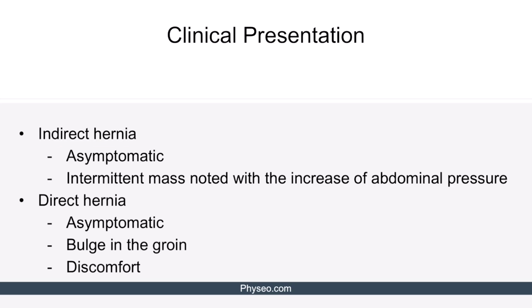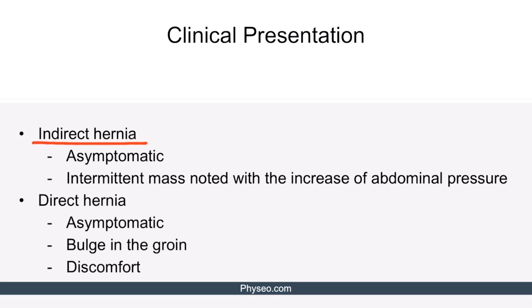Let's start with indirect hernia. The clinical presentation of indirect hernia has a wide range of variations. It can be asymptomatic. However, it can present with an intermittent mass that can be noted with the increase of abdominal pressure. For example, when a baby cries, the mass can be noted in the groin, and when the baby calms down and is supine, the mass decreases in size.